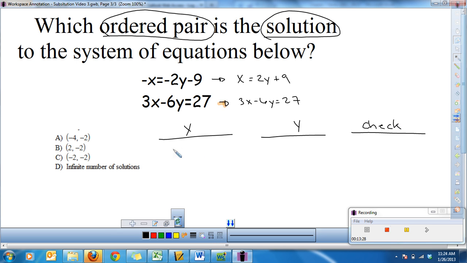So I know that x is going to be equal to 2y plus 9. I know that this is going to be equal to 3x minus 6y equals 27. If x equals 2y plus 9, I can substitute that whole thing in for x. So I'm going to have 3 times (2y plus 9) minus 6y equals 27. Going to go ahead and distribute. 3 times 2y is 6y. 3 times 9 is 27.